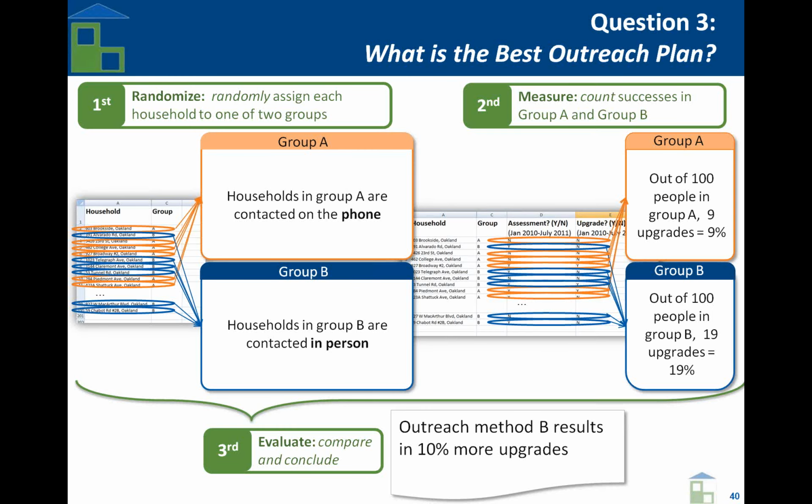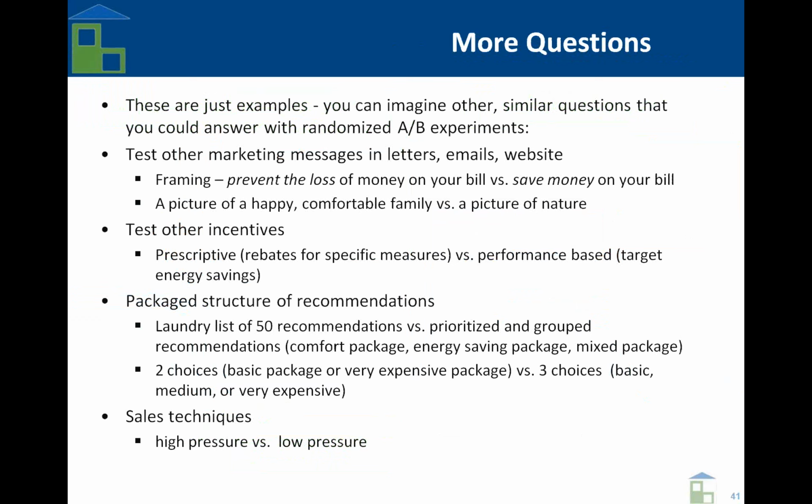Okay, so briefly, another type of question you might be interested in is what the best outreach plan is. So maybe you'd have Group A where the households are contacted by phone, and Group B where households are contacted in person. Maybe Group A gets 9% upgrades and Group B gets 19% upgrades. Okay, and obviously those 3 questions that I've mentioned are just a few examples. You could imagine testing a whole range of other program elements just like this.